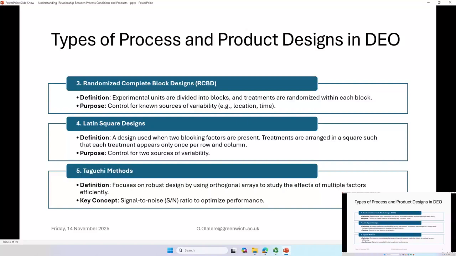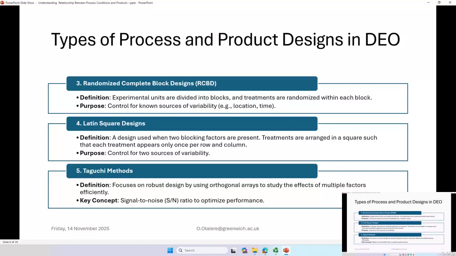So now, we have types of process and product design. I've made mention of this. Just forget about this. We have randomized design, Latin square design, Taguchi method. You don't need to know all of them. I didn't know all of them, but the one I knew very well is Taguchi.